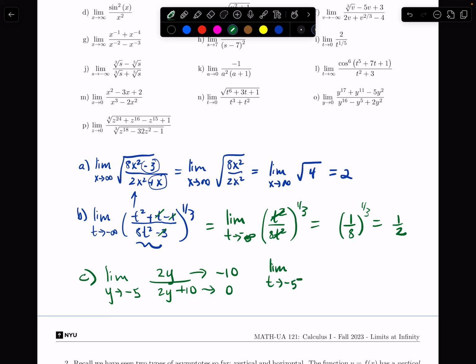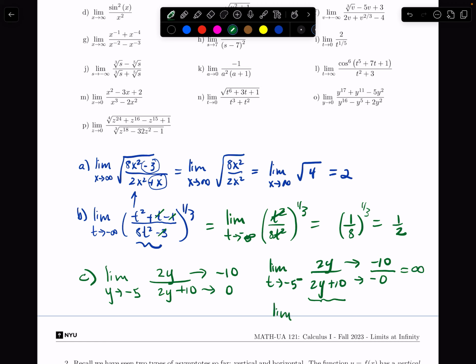So numbers smaller than -5. Let's write this down really quick: 2y over 2y plus 10. The top's still going to -10 no matter what. But the bottom is going towards 0 in a positive way because we're putting in numbers smaller than -5. Oops, sorry, I said that incorrectly. That's going in a negative way. Numbers smaller than -5 are like -6, and when we plug in -6, we get a negative down here. So it's going towards 0 in a negative way. So a negative divided by a negative is positive infinity.